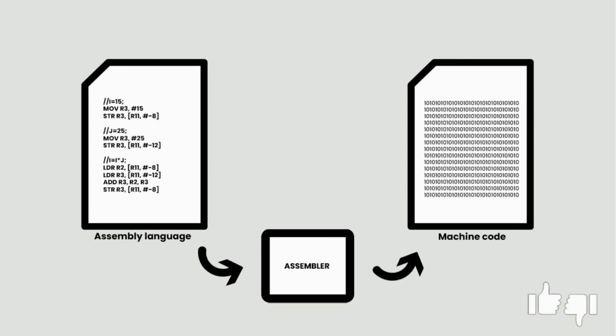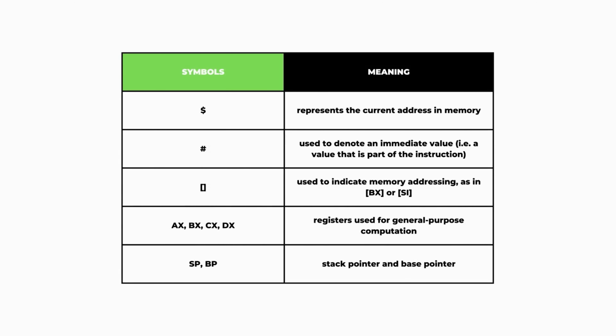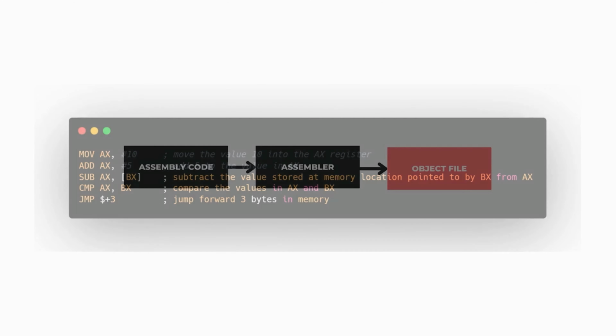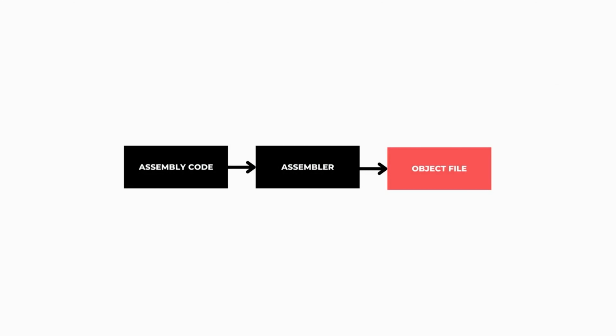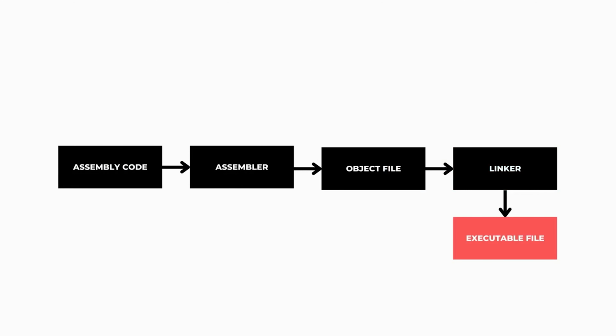An assembler is a program that translates assembly language into machine code. Assembly language is a low-level programming language that uses mnemonics and symbols to represent individual CPU instructions. This is one example code using these mnemonics and symbols. Note that assembly language varies depending on the specific processor and architecture being used. The above example is just a general illustration. Now the generated machine code gets stored in an object file, which is then linked by a linker to create an executable file that can be run on the target machine.